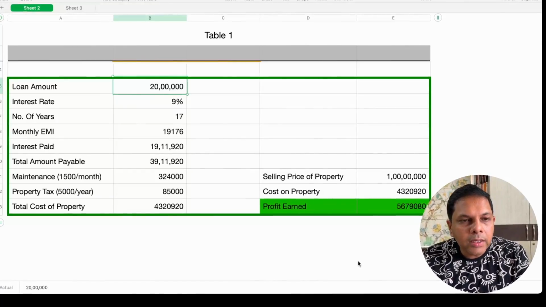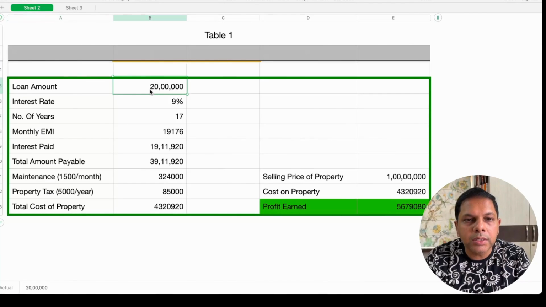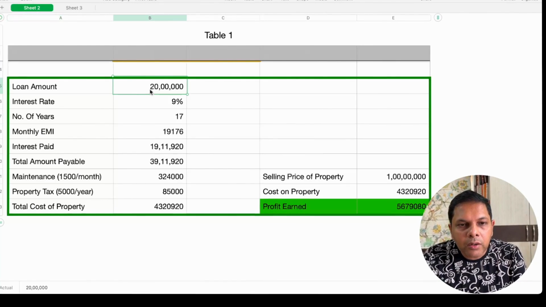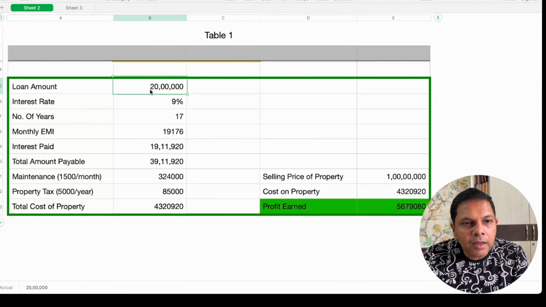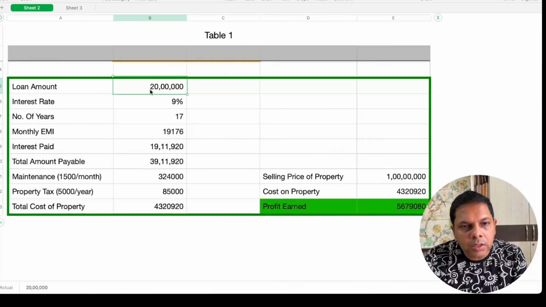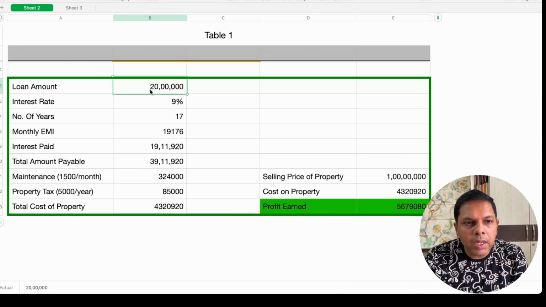Now, if you look at this sheet, we have taken the loan amount as 20 lakh rupees. I know many of you would be saying that if the house value is 20 lakh rupees, then somebody would be paying a portion of it from his or her savings and won't be taking the entire amount as a loan. But in order to keep it simple, I have taken the whole amount as the loan amount.